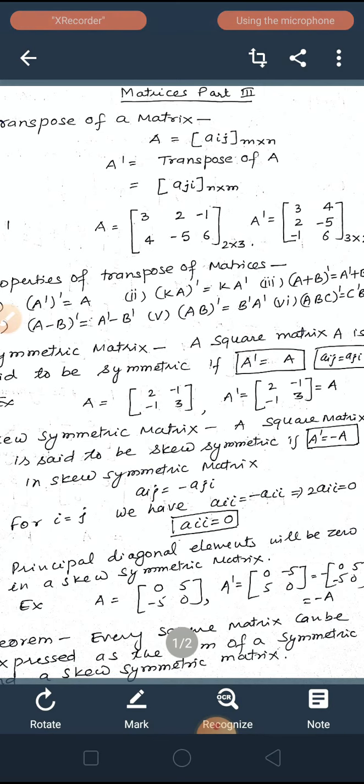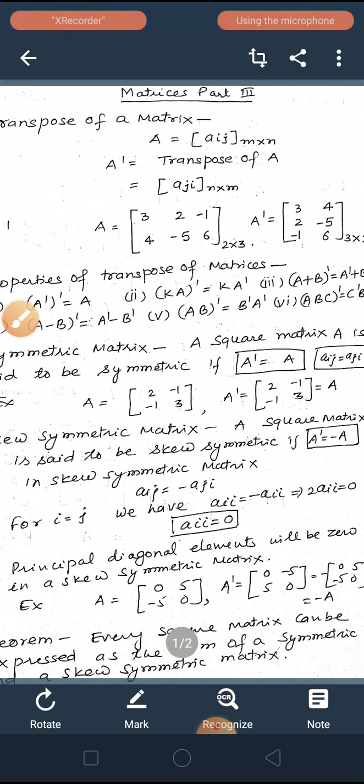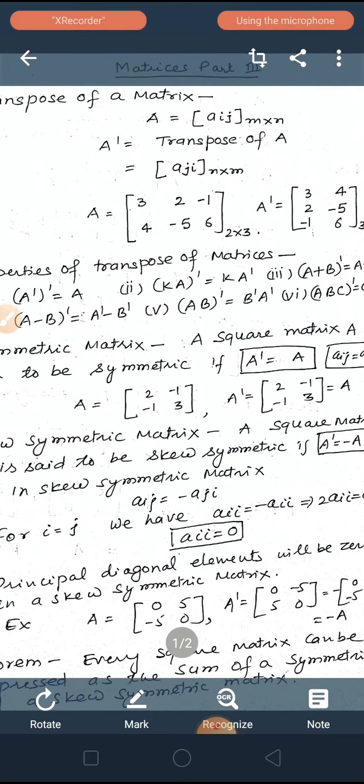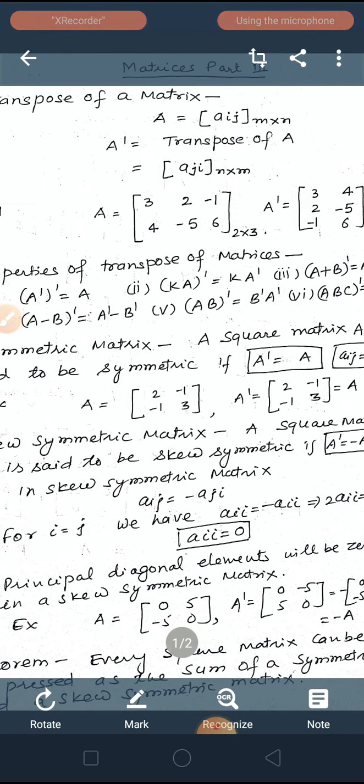Now children, for i is equal to j elements from above, Aij is equal to minus Aji, we must have Aii is equal to minus Aii. Transposing it, we shall get 2Aii is equal to 0. That means Aii is equal to 0. Means in a skew symmetric matrix all principal diagonal elements will be 0. I repeat it, in a skew symmetric matrix all principal diagonal elements will be 0.